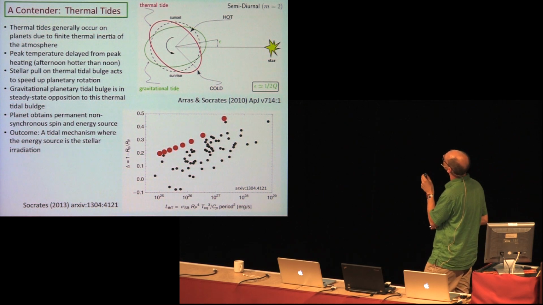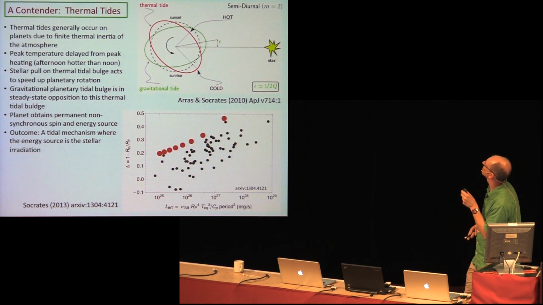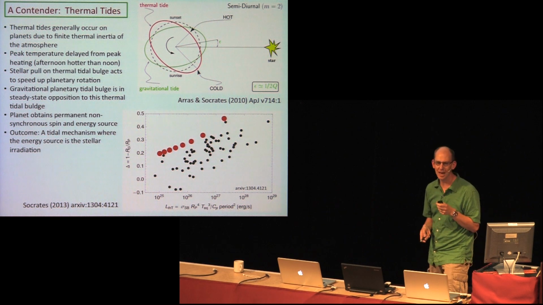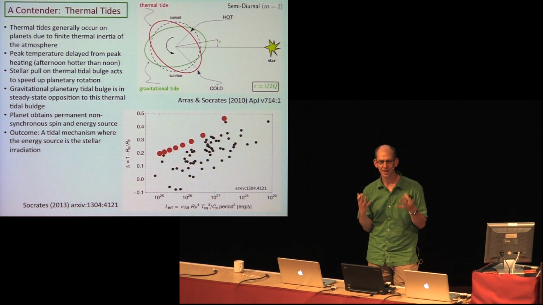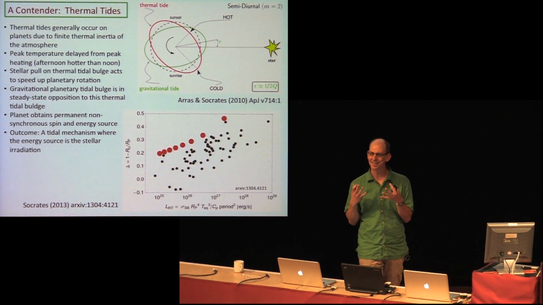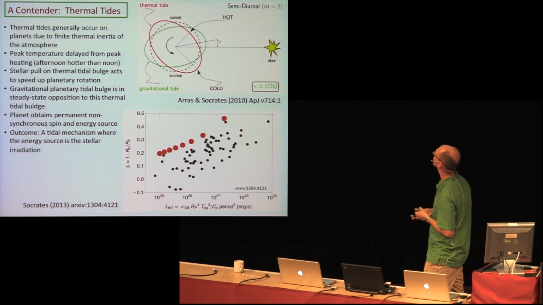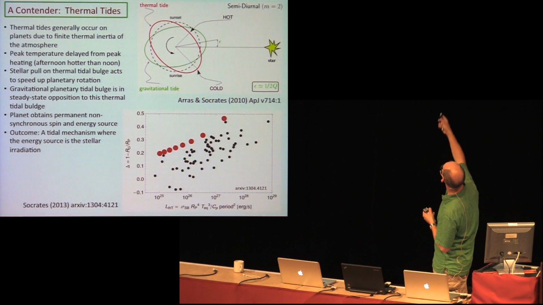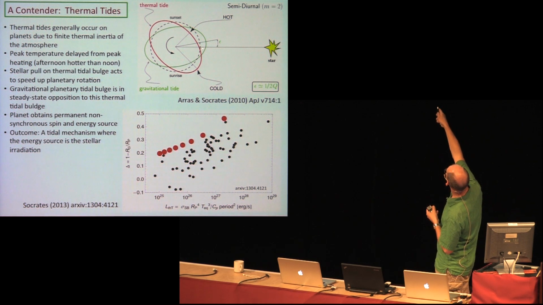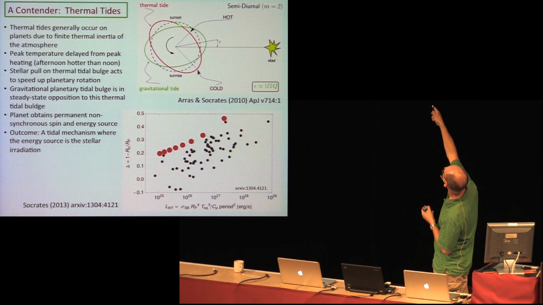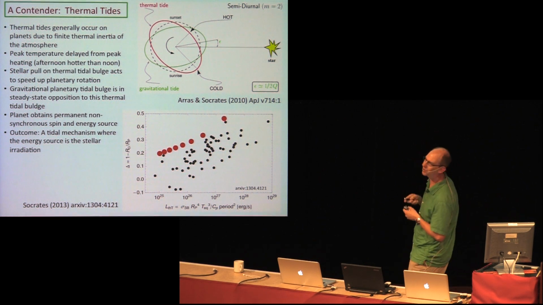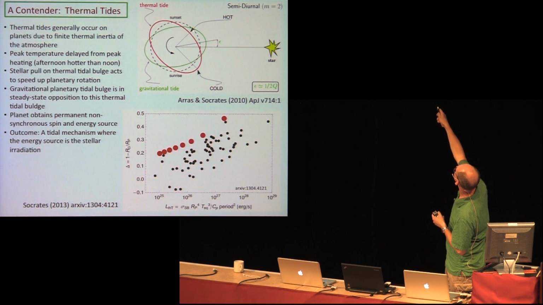Basically, the idea is that the thermal tide generally occurs on planets due to finite thermal inertia of the atmosphere. So we experience this on Earth. It's not hottest at high noon. It's hottest in the afternoon. So that's a thermal tide. And so what can happen is on a hot Jupiter, this is the substellar point here that's facing the star. But what happens is that it's hottest not at high noon. It's hottest later in the day. It's hottest over here. That's the hot point.